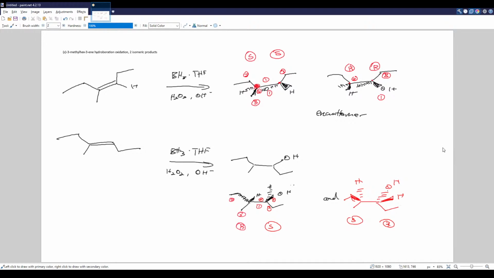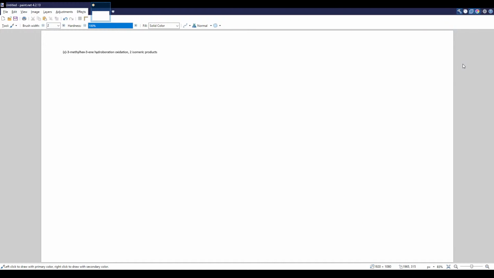Oh my god. This is the worst. I hate stereochemistry stuff. Well, there's that problem. That was really fun. Let's do one more.